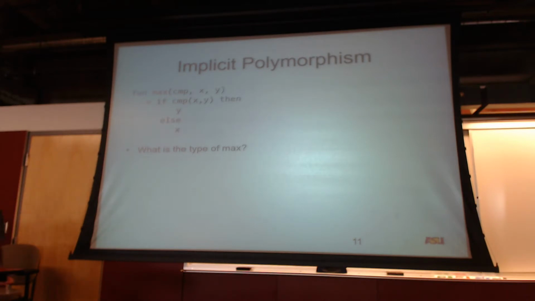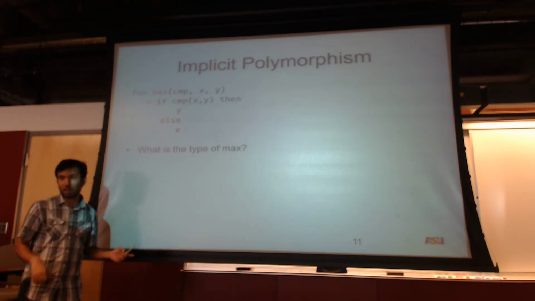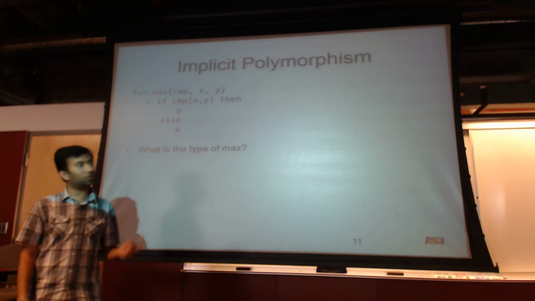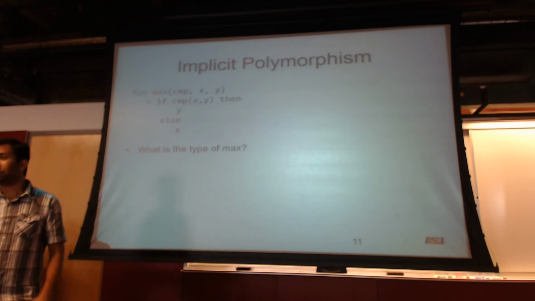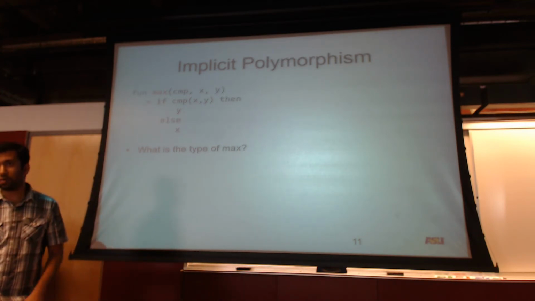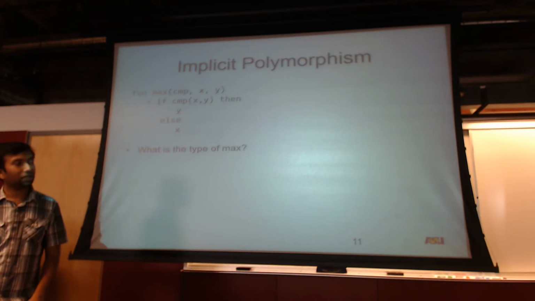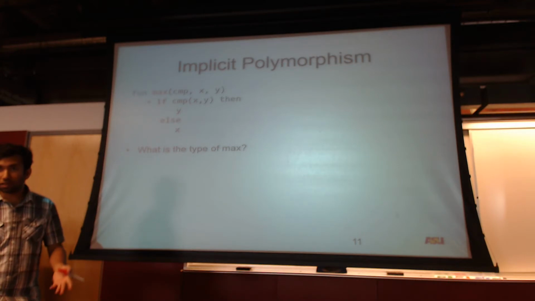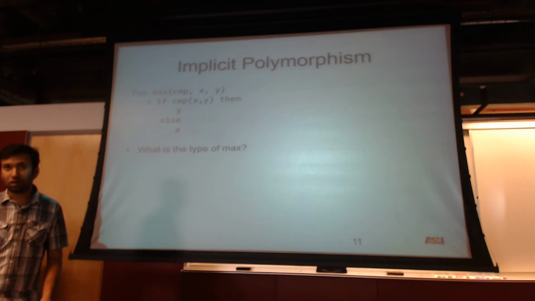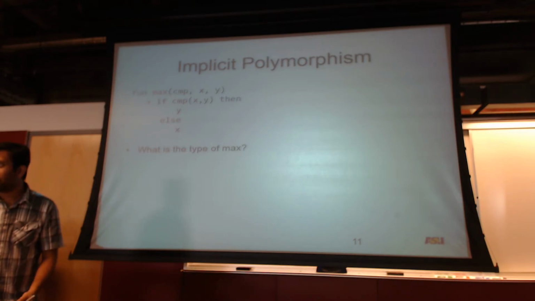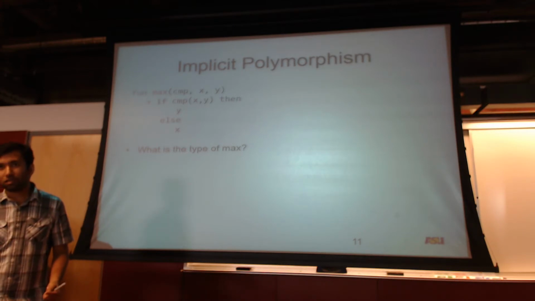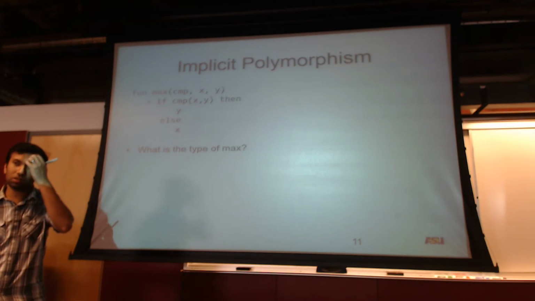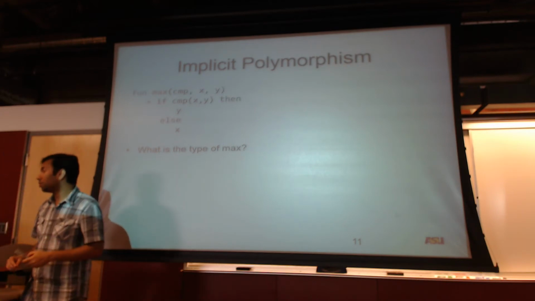Now this is a more generic version of the function max. Instead of having less than, we have CMP. CMP is some comparison, and that comparison can be a function itself. It can be either the less than operator, or it can be a string compare. It can be anything. So now how do you declare the type of max?